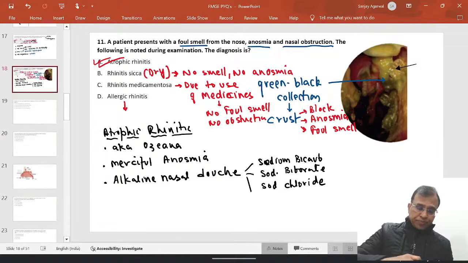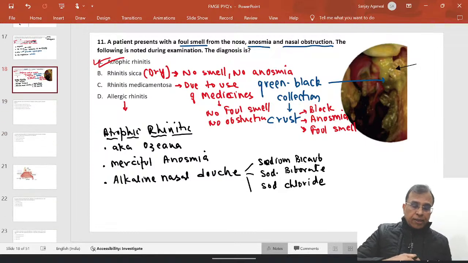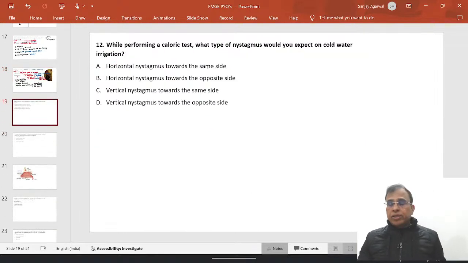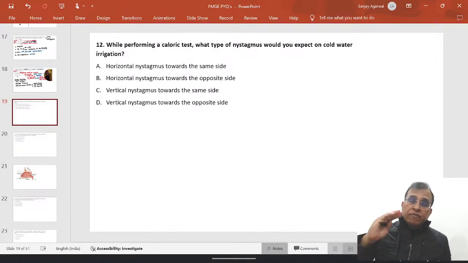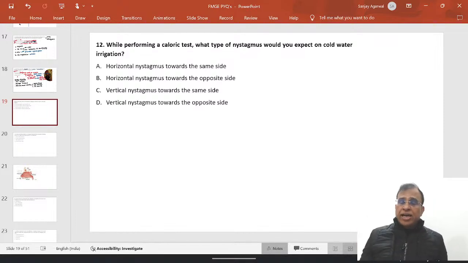Very, very important. Okay. And then we go to question number 12. While performing a caloric test, which type of nystagmus would you expect on cold ear irrigation? Now, one question about caloric test we had mentioned before. Remember, caloric test I told you is a vestibulo-ocular reflex, and I told you look a few points then.